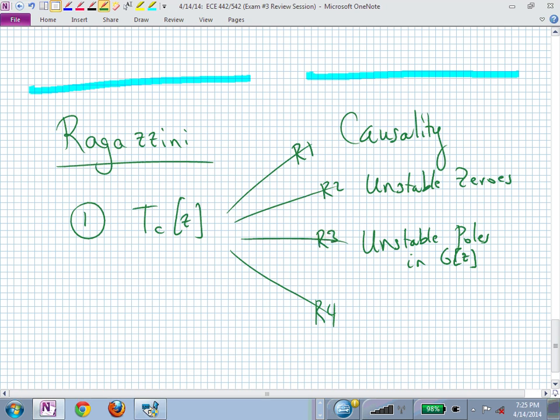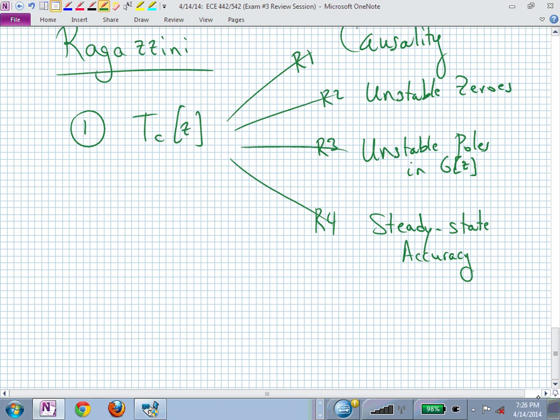And that one can be kind of involved. But we probably will be most worried about accuracy due to a constant input. Okay, and that has some limiting characteristics on your T sub C of Z. What's happening to that T sub C of Z as Z goes to 1, for example? That's the first piece of Ragazzini.